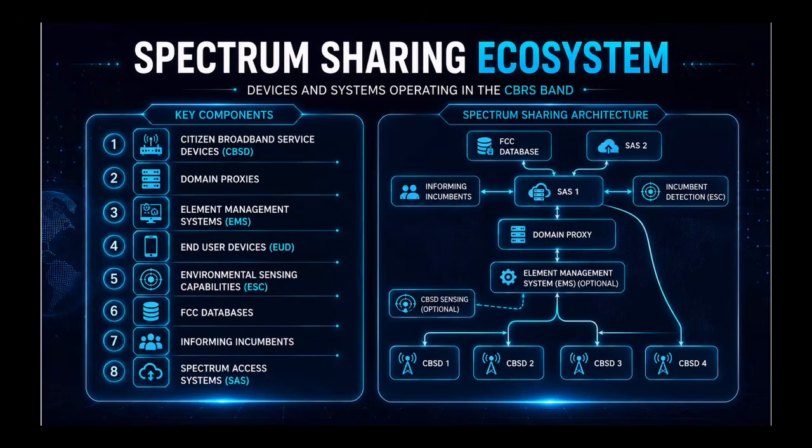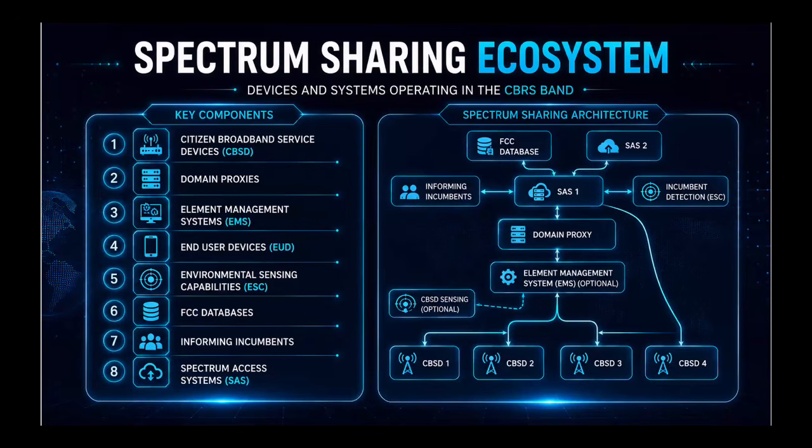Next one is the spectrum sharing ecosystem. Now let's understand spectrum sharing, which is one of the most important concepts in CBRS. Simply put, spectrum sharing means that multiple users or networks can use the same spectrum without interfering with each other. So instead of giving the entire spectrum to one operator, the CBRS band allows different users to share it in an organized or controlled way. To make it possible, several components work together.